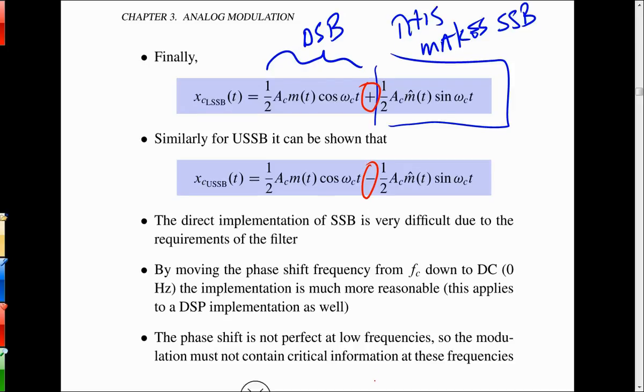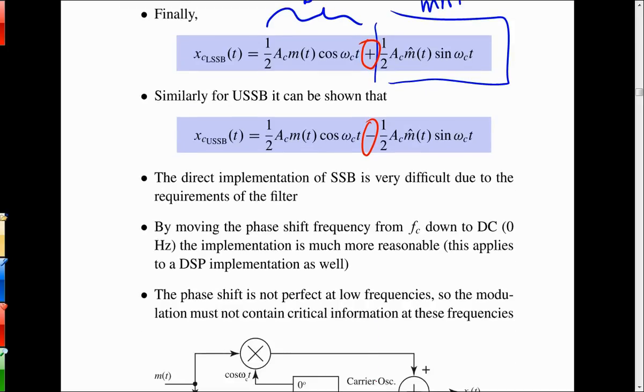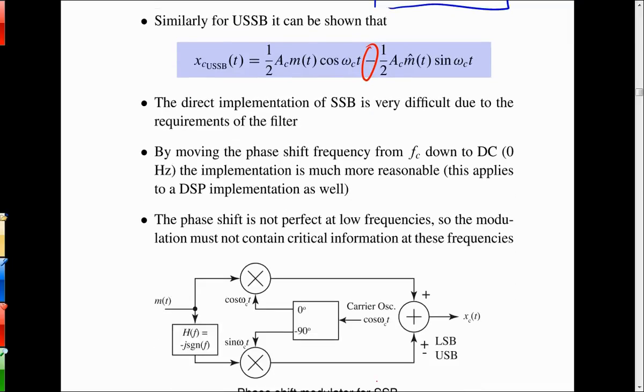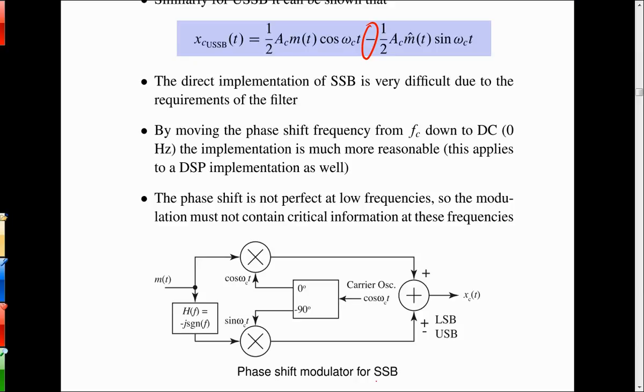So these two equations lead to what traditionally is called the phase shift modulator. The phase shift modulator is just a direct implementation of those equations. It says that you've got m of t comes in, you bring it up to the cosine modulator up here, you take it through the Hilbert transforming filter to let it be m hat of t, you multiply by the sine and the cosine, and then you add them together, and then you just have a switch over here that either adds or subtracts.